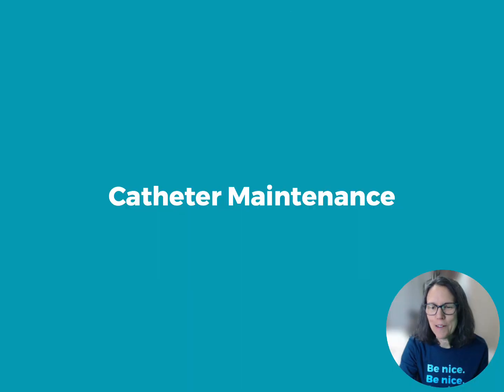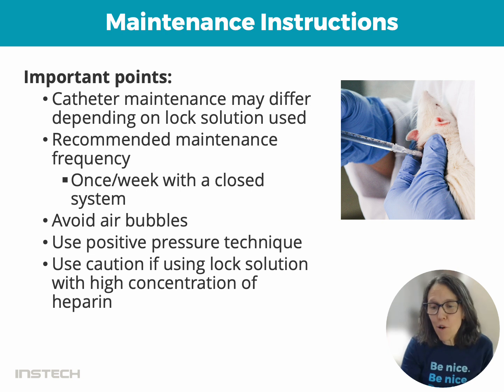Let's go over catheter maintenance. Some important points for catheter maintenance. Catheter maintenance may differ depending on the lock solution used. For example, if a high heparin concentration solution is used, the first thing to do is to try to remove that solution, and you will need to change the syringe before infusing or flushing. If heparinized saline is used, it doesn't matter if it's removed or not, and the same syringe can be kept for flushing. The recommended maintenance frequency for a closed system is once a week, which is not as often as with an open system.